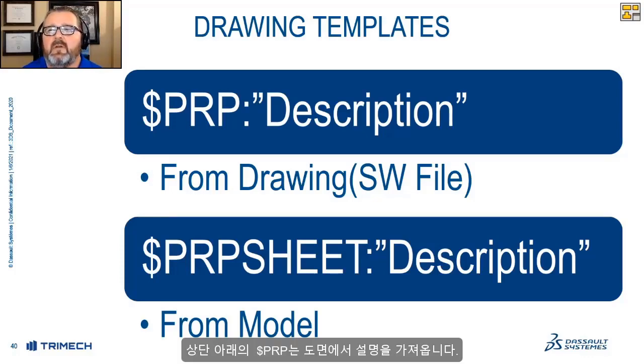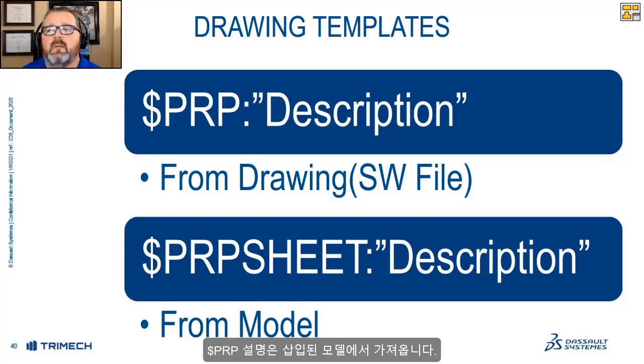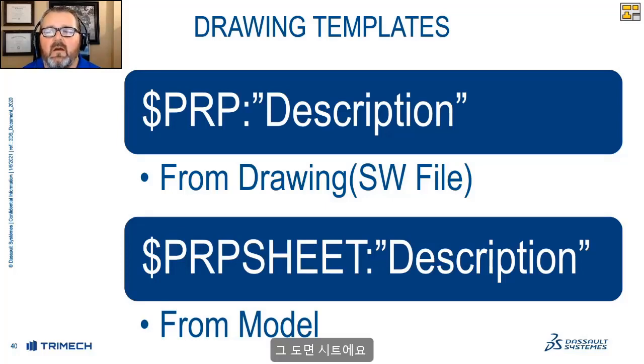The $PRP on the top will pull the description from the drawing. The $PRPSHEET description will pull it from the model inserted on that drawing sheet. Now, there are different use cases for pulling a property from the drawing than it would be the model.